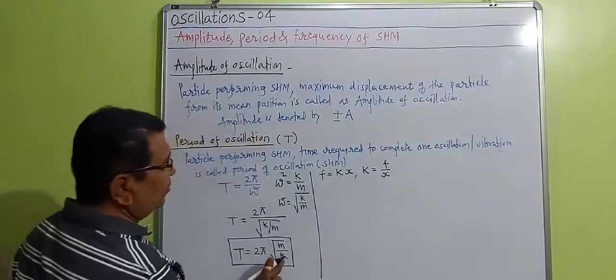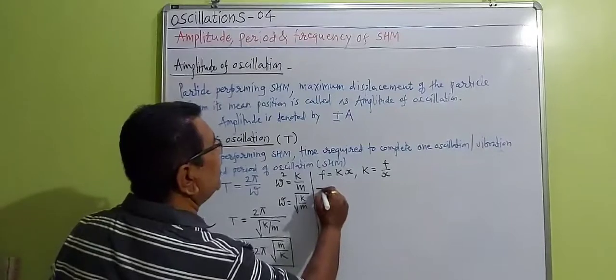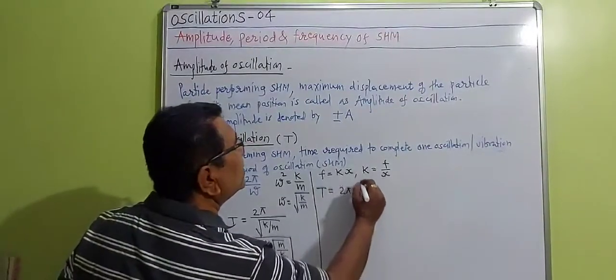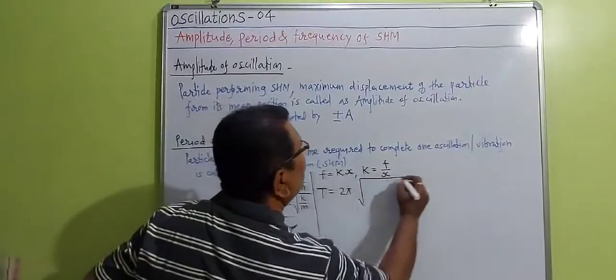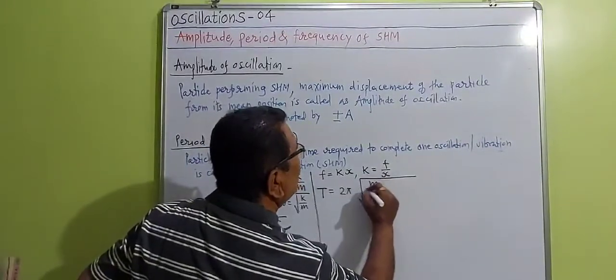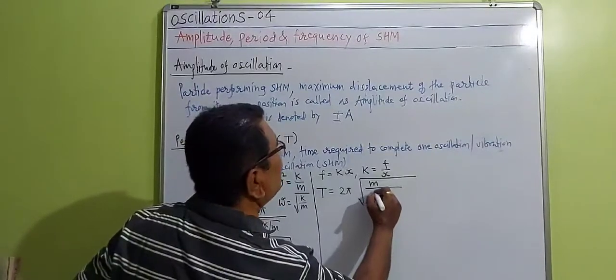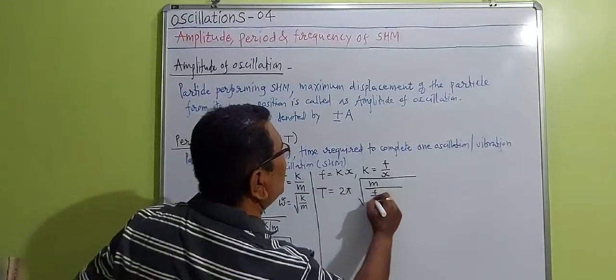By putting the value of k here we will get T is equal to 2 pi square root of m upon k, and k is F upon x.